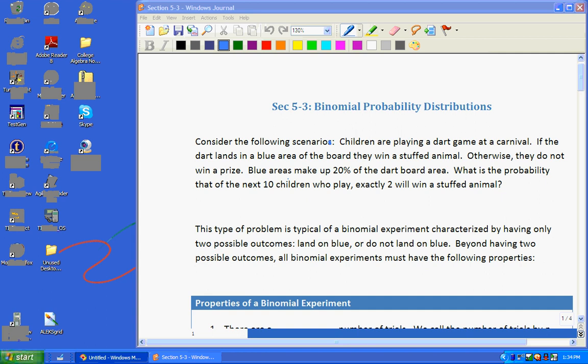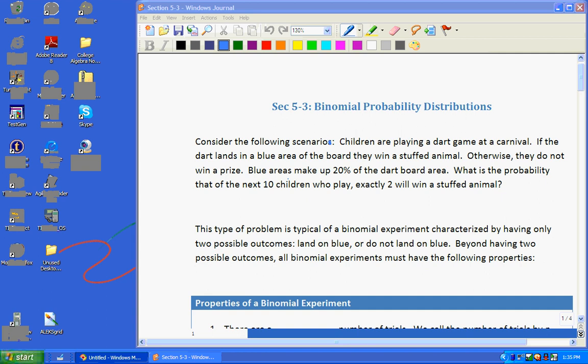Section 5.3 Binomial Probability Distributions. Consider the following scenario. Children are playing a dart game at a carnival. If the dart lands in the blue area of the board, they win a stuffed animal. Otherwise, they do not win a prize. Blue areas make up 20% of the dartboard area. What is the probability that of the next 10 children who play, exactly 2 will win a stuffed animal?